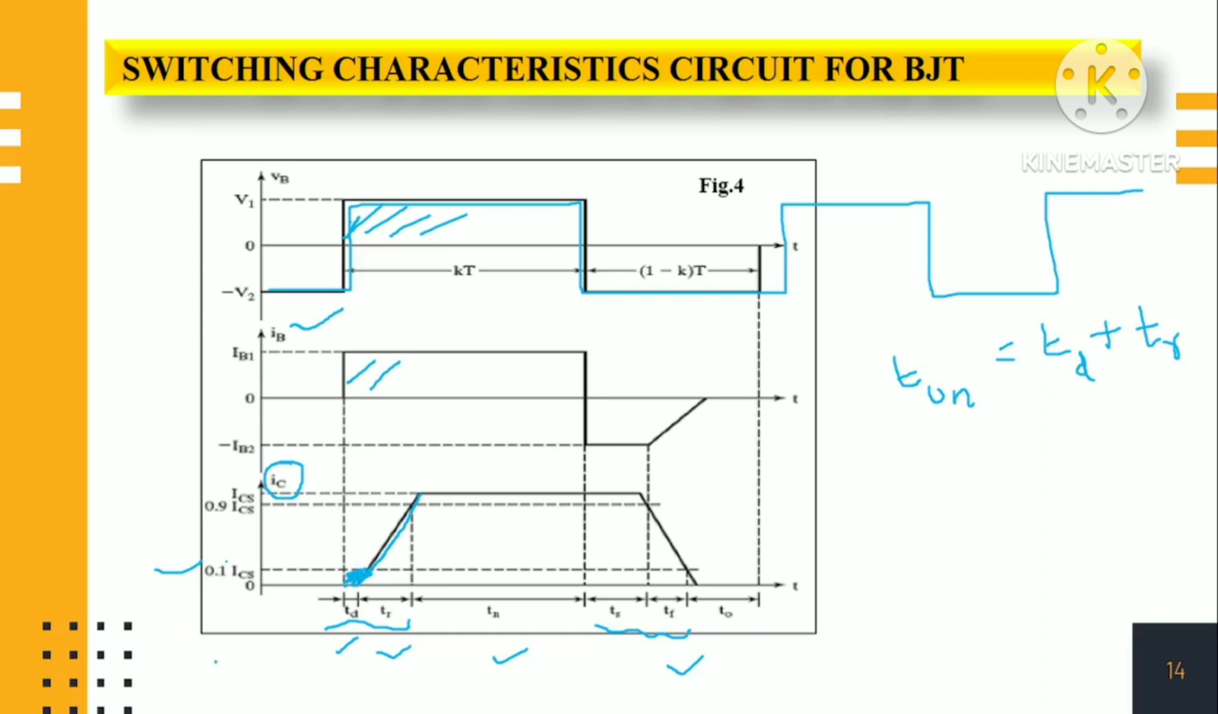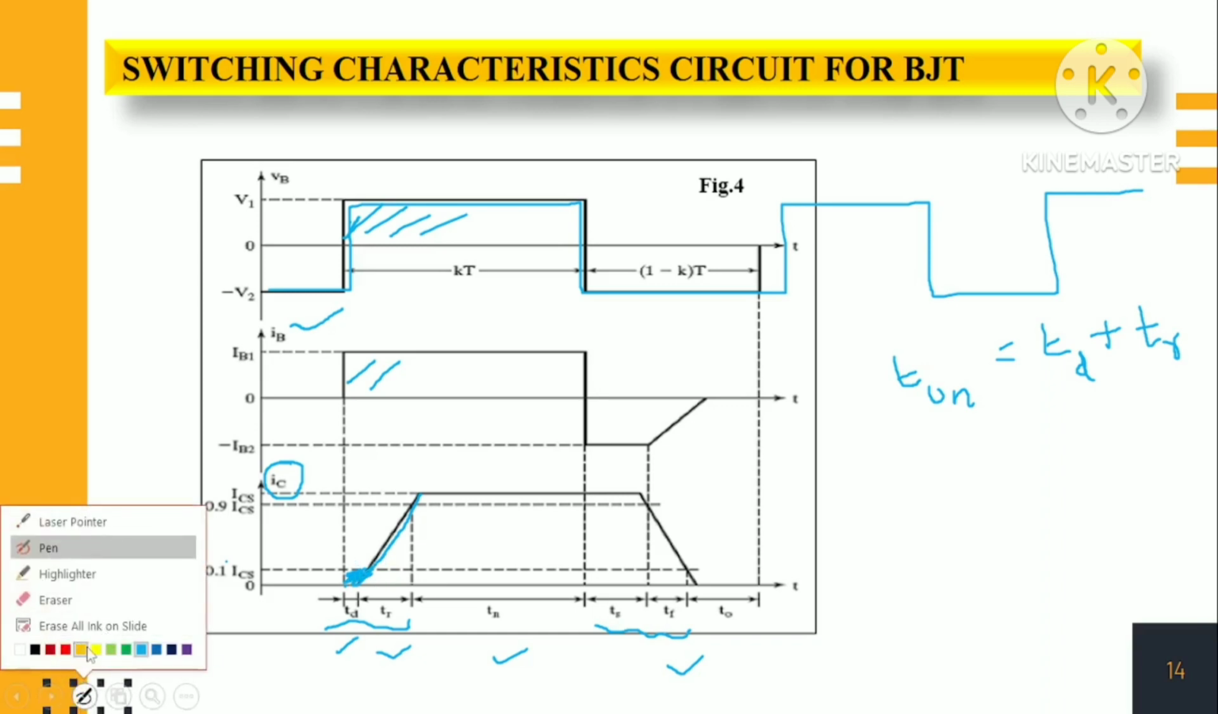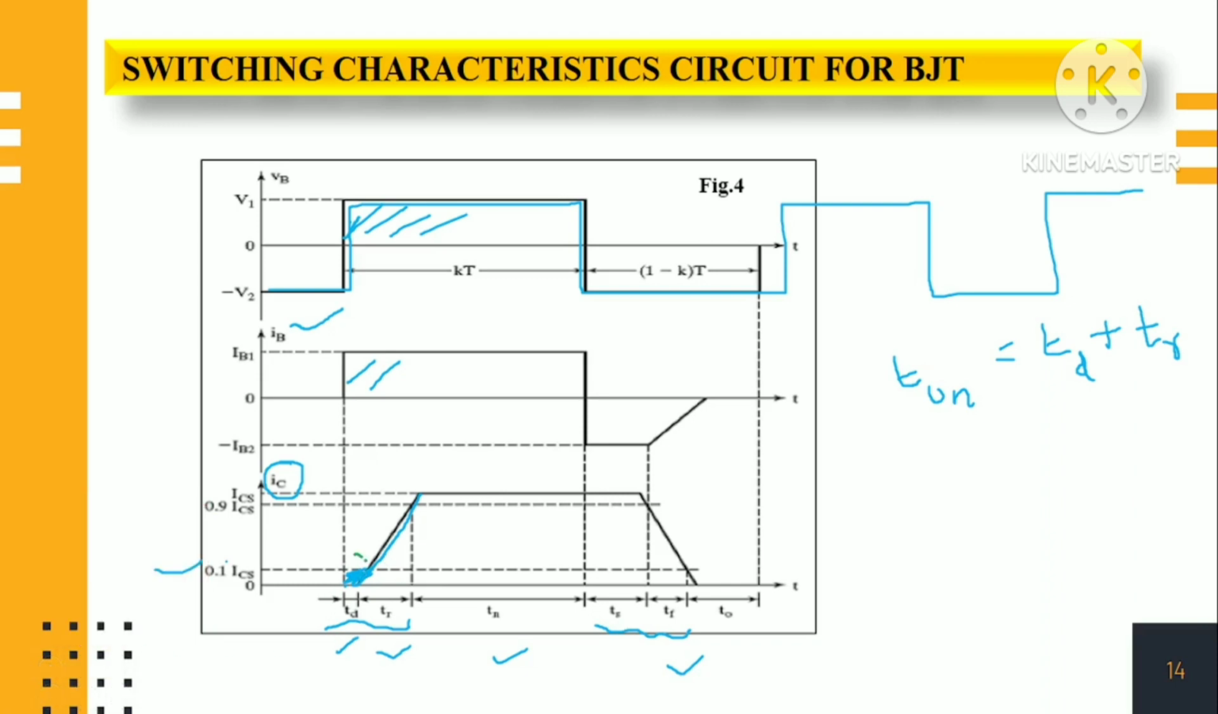Now the rise time is from this point to this point, that is 10% to 90% of the saturation current. This time interval is called the rise time. Tn is the conduction time, the actual time for which the transistor is conducting.